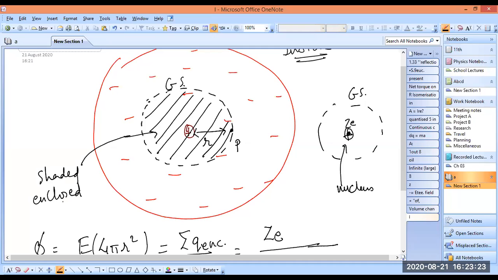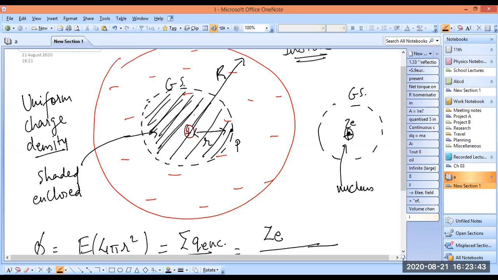How much charge does that have? Come on, can you give me an answer? I'll give you a hint. This radius is capital R, right? And there is uniform charge density, right? So the question I'm asking you is, how much is this negative charge inside this region? How much is the negative charge inside this region? Is it minus Ze? It's not minus Ze, right?